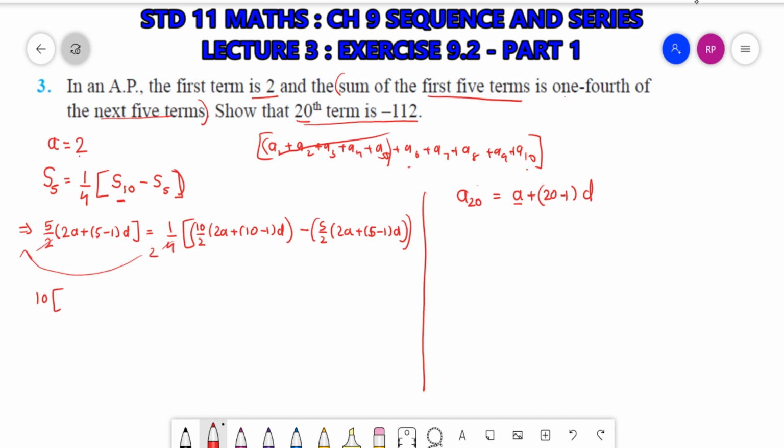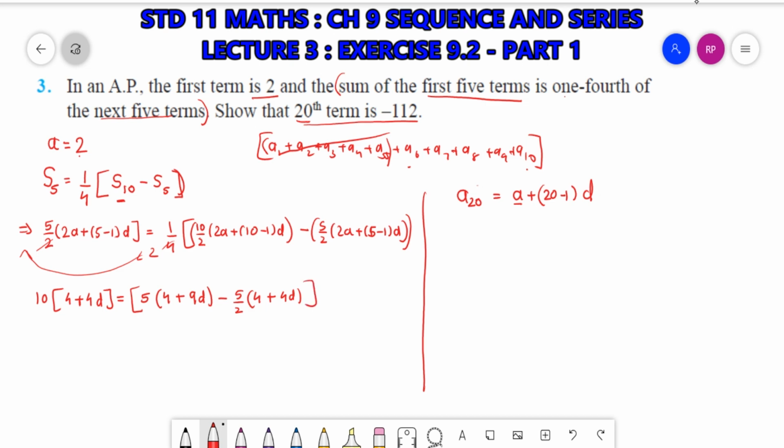2a, what is a? 2. So 2a is 4, plus 5 minus 1, that is 4d. This is equal to, okay. Now this 2 I had sent to the other side. So 2 ones are 2, 5 fives are... So it will be 5 [2a. So 2 twos are 4 plus 10 minus 1, 9d], minus 5 by 2 as it is [2a. So 2 twos are 4 plus 5 minus 1, 4d].